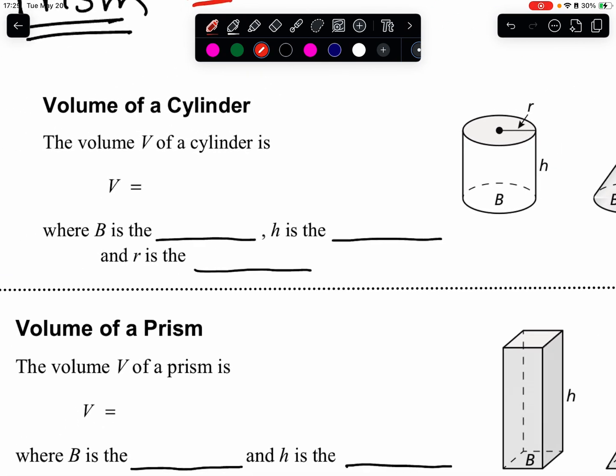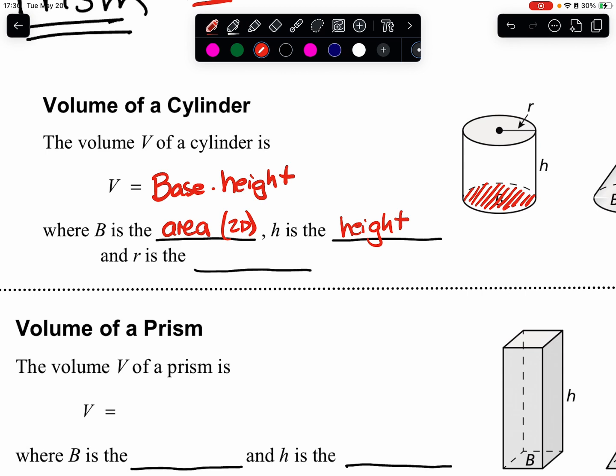Volume of a cylinder. So how do I find the volume of a cylinder? We take the base times the height, where the base is the area. I'm going to color that base in there. Yeah, so this is 2-dimensional, and h is the height. To find the area, you need to use the radius, oftentimes. So if it's a cylinder, then it's pi times r squared. There's my circle times the height.